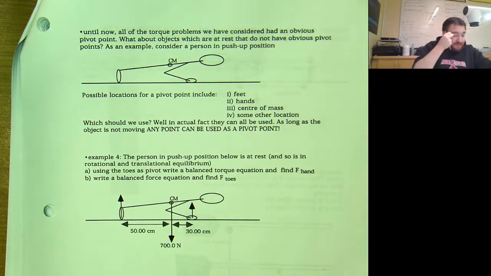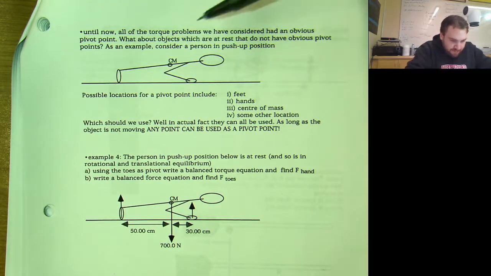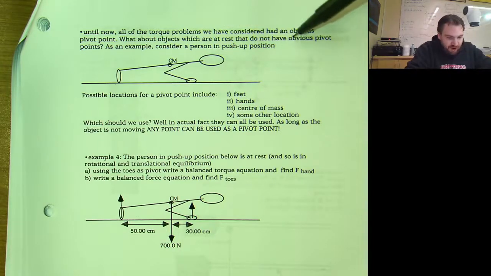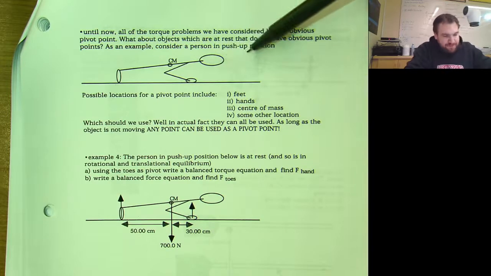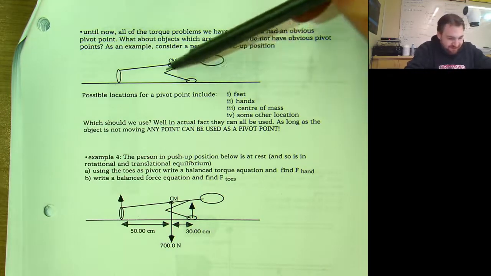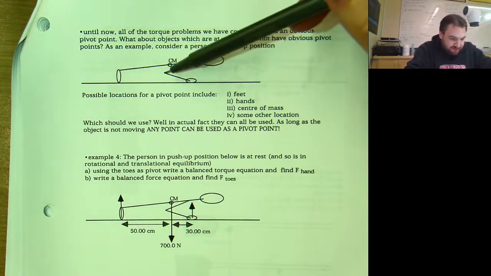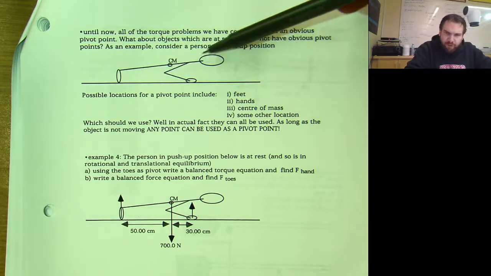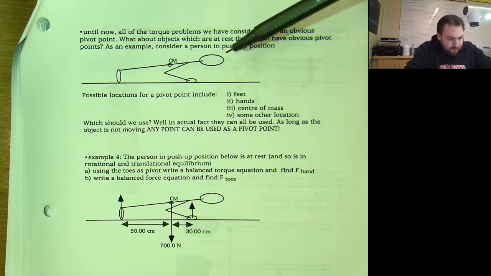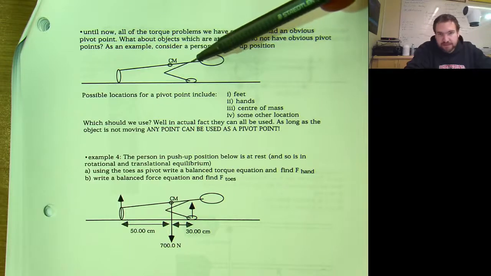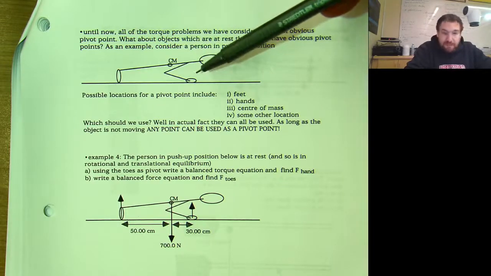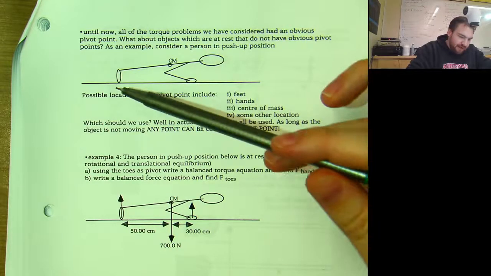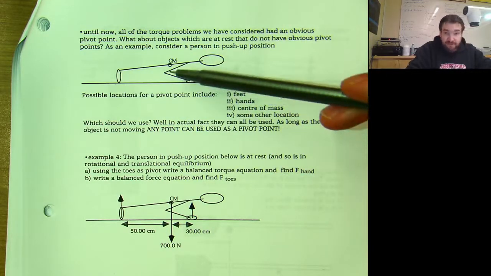But there are going to be objects, situations that we look at, which are at rest that do not have obvious pivot points. So for example, we have this guy here. He's in a push-up position. He's planking. I know this would be a terrible plank, but his arms aren't on the ground. But look at that form. Where is the pivot point on this guy? Like, where is he pivoting, or she? I mean, this stick person, where are they pivoting around? Are they pivoting over the feet? Are they pivoting over the hands? Are they pivoting around the center of mass?